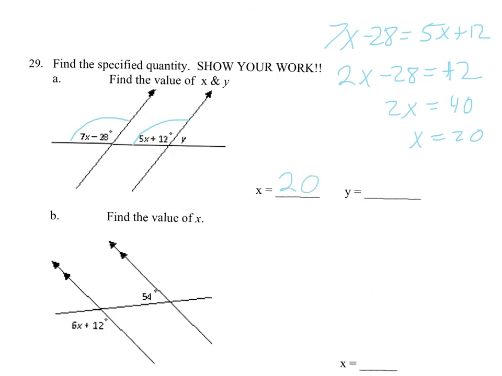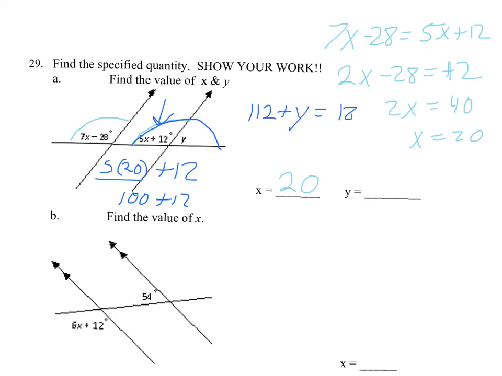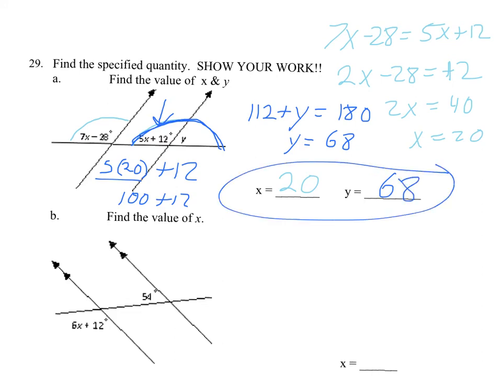Well, when I do that, I can find the measure. This linear pair is supplementary, but I need to know this angle. So I'm going to plug in 20 for x and find out what that angle measure is. 5 times 20 is 100, plus 12 is 112. So 112 plus y equals 180, because these two angles added up form a linear pair. Subtract 112 from both sides, and I get 68. So y is equal to 68, and that's my answer.